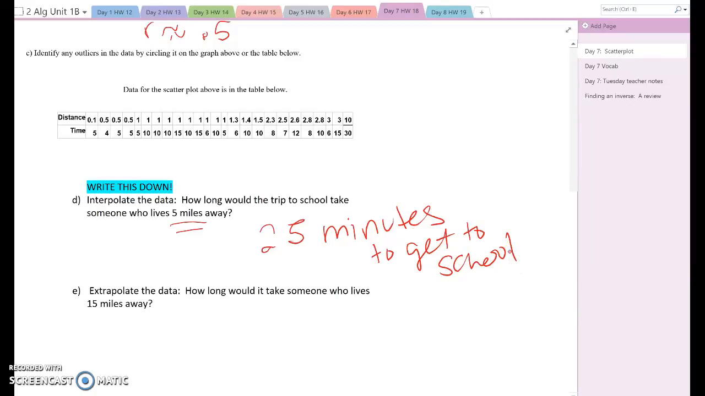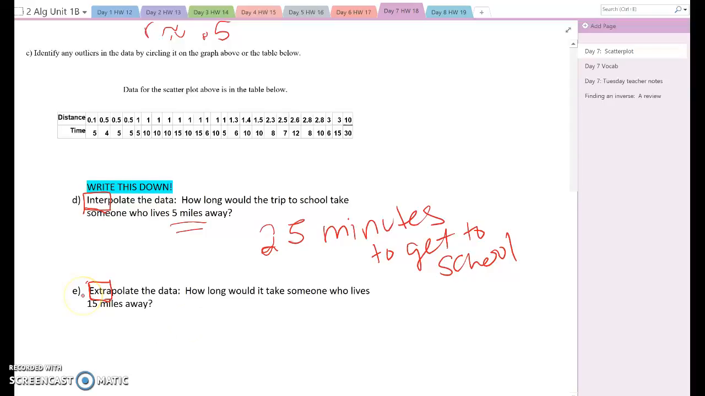So that's interpolate. You hear the word inter in there. It means inside the data we have, in between 0.1 and 10. That's interpolate. Now, extrapolate, hear that word extra? Extrapolate is kind of the partner to interpolate. Interpolate was within the data. Extrapolate is outside the data.